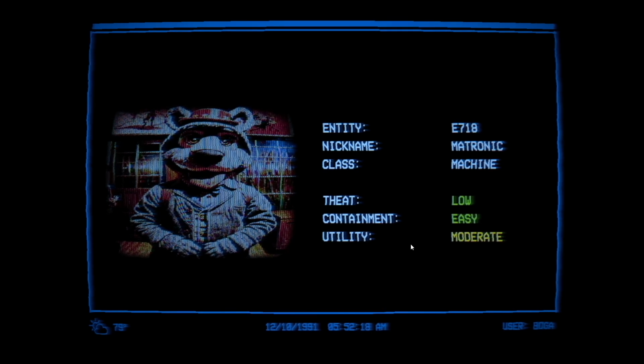Entity, E718. Nickname, Matronic. Class, Machine. Threat, Low. Containment, Easy. Utility, Moderate. Matronics take the form of animatronics, playful figures that appeal to children. Matronics prey on children with no known case of an adult victim. It isn't known where Matronics bring their child prey, however, they are never seen again.